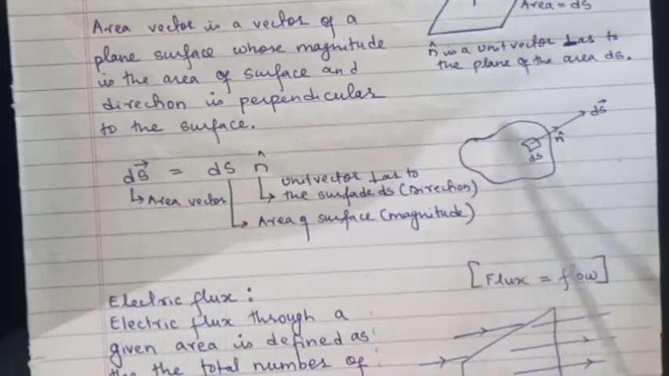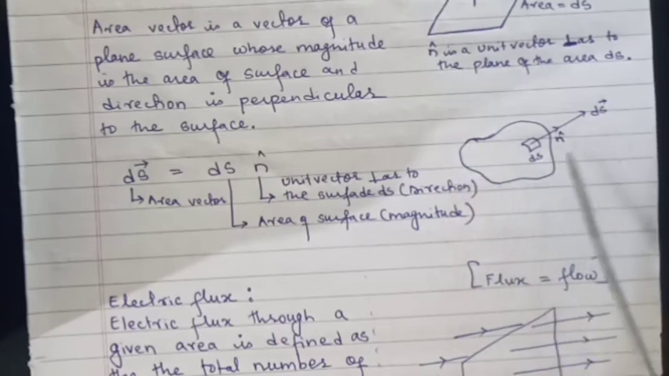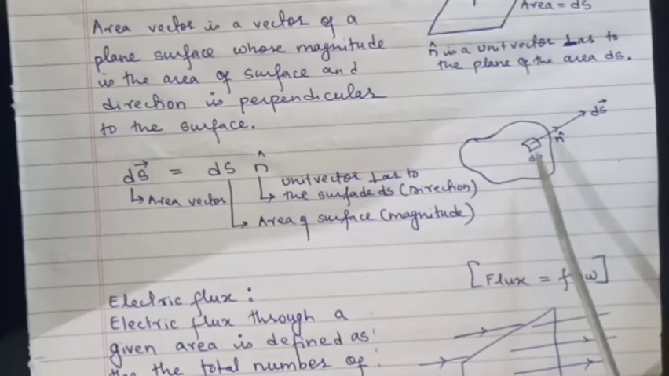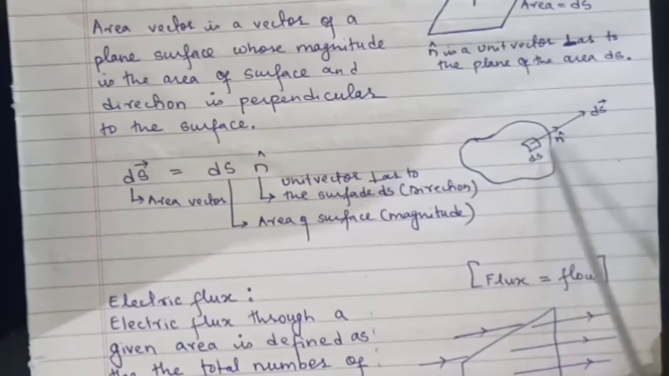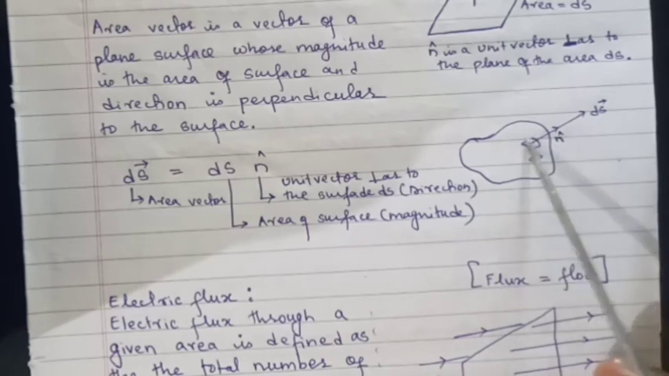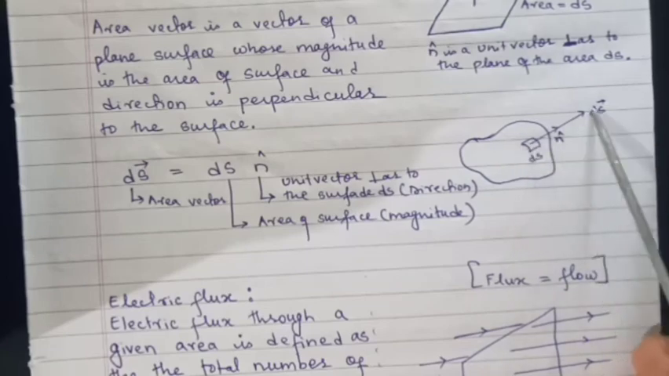If we have an irregular surface then we divide this big area into small areas and we find the direction vector for each small area like this. So for this area which is ds, the area vector is like this.